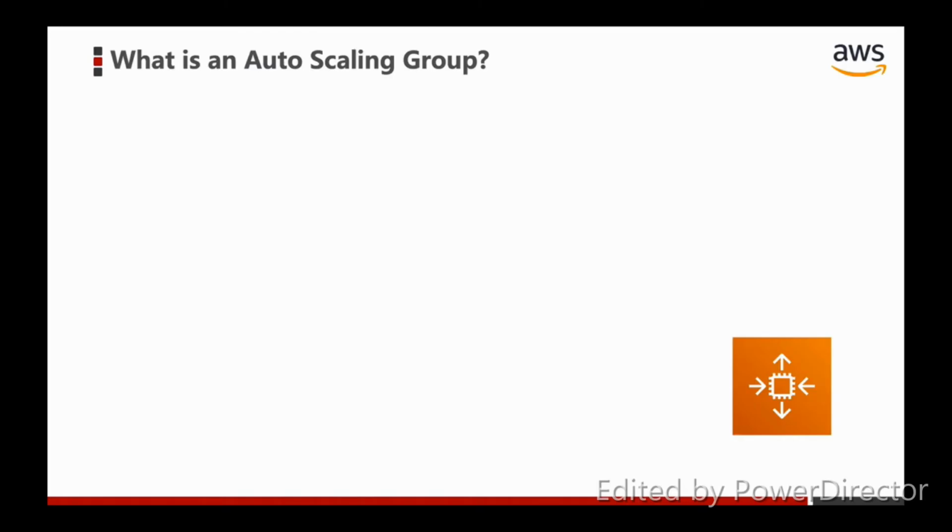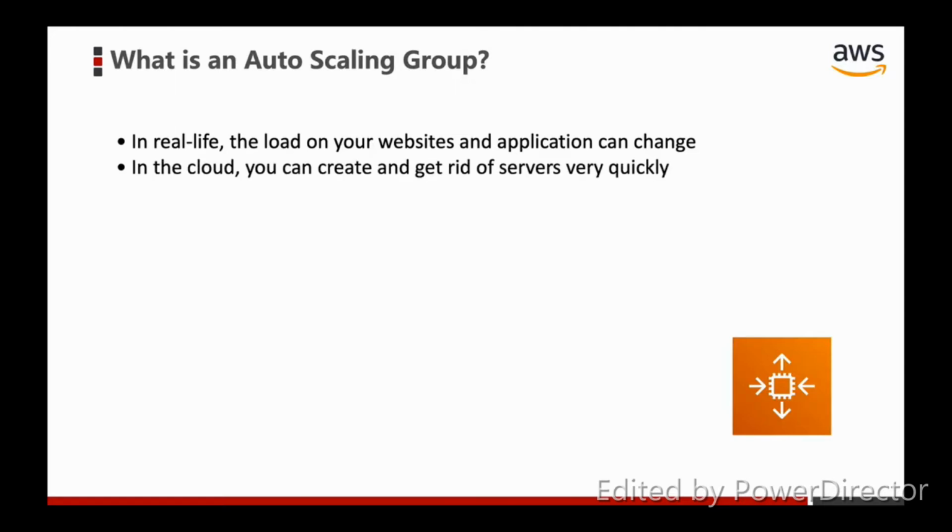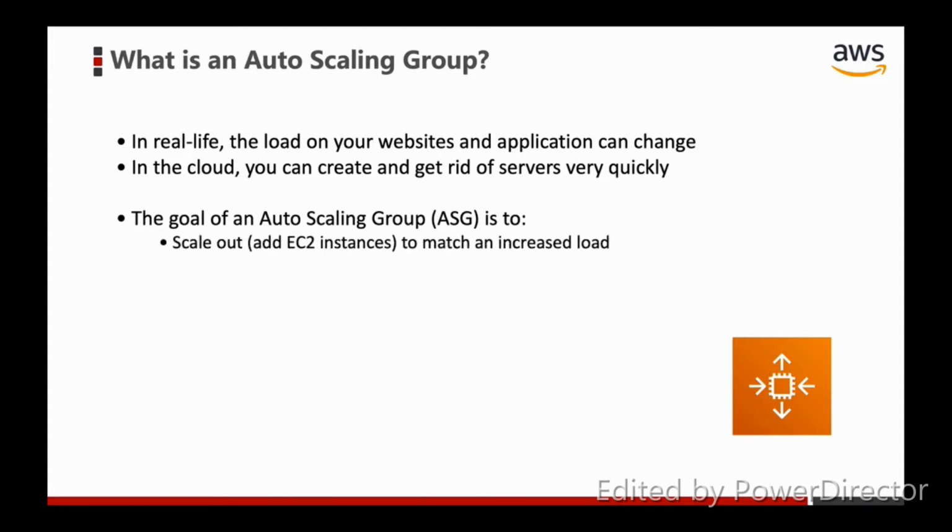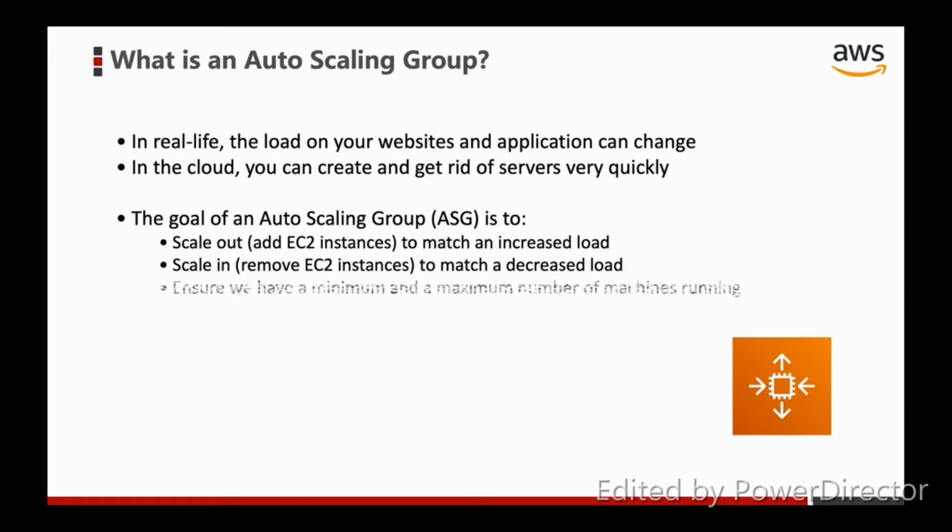Okay guys, in this section, I will talk about auto-scaling group. In real life, the load on your website and the application can change. In the cloud, you can create and get rid of a service very quickly. The goal of auto-scaling group is to scale out to match an increased load. Scale out means add EC2 instances, and scale in to match a decreased load. Scale in means remove EC2 instances.